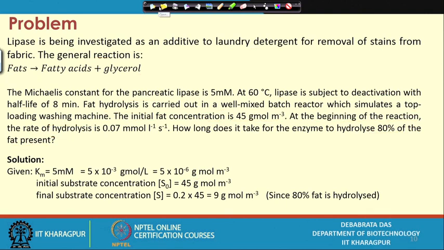So anyhow, the concentration is coming about 5 into 10 to the power minus 6 gram moles per cubic meter, and S0 is 45 gram mole per cubic meter. So 80% of the substrate is converted, and 20% is remaining. So 0.2 into 4.5 is coming about 9 gram mole per cubic meter.